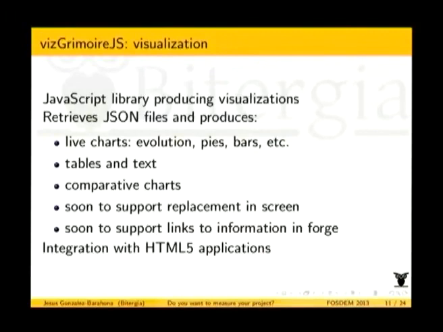So BIS Grimoire JavaScript is just a set of scripts, mostly on top of Flot and things like that, that produce some visualization of the data. They are specialized in visualizing the JSON files produced by R or by other means. The idea is to have live charts, like evolution charts, pie charts, things like that, tables, text, comparative charts, and we are also supporting replacement on the screen so that you can change things in the data if you need that.